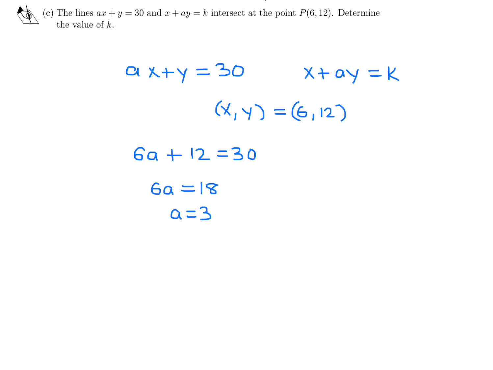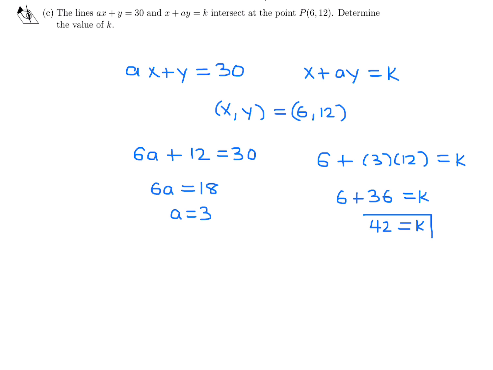Okay? Then I'll do the same thing with that equation, substitute (6, 12), and that gives me 6 plus A times y, A is 3, y is 12, is equal to K. So 6 plus 36 is equal to K, and therefore K is equal to 42. And that's it.